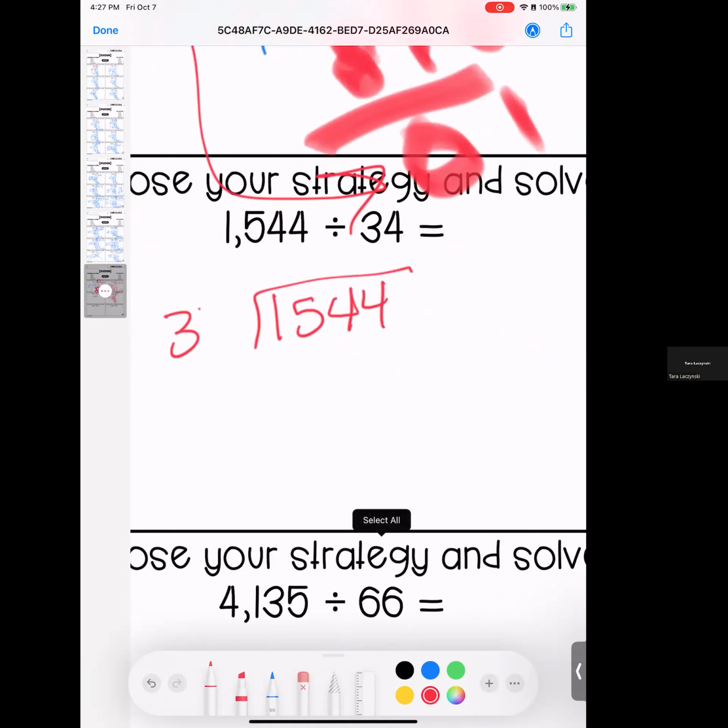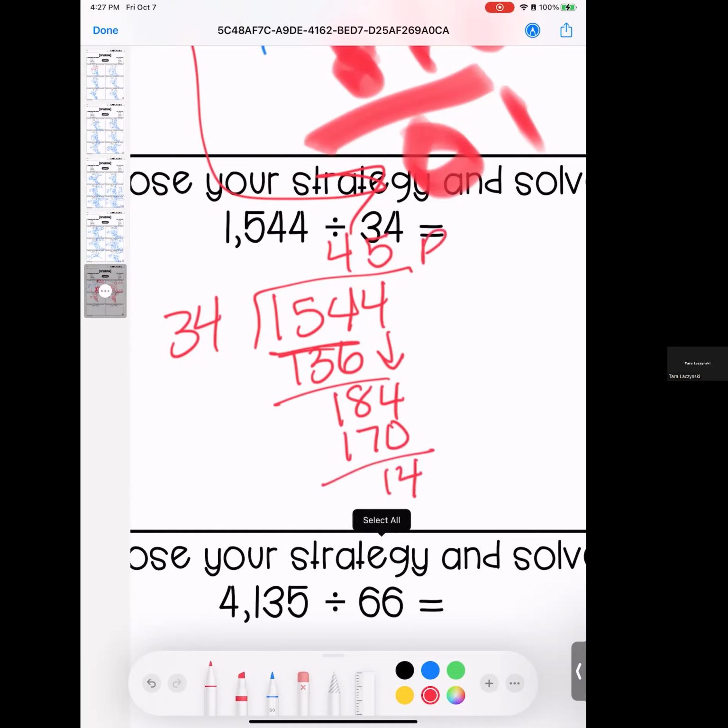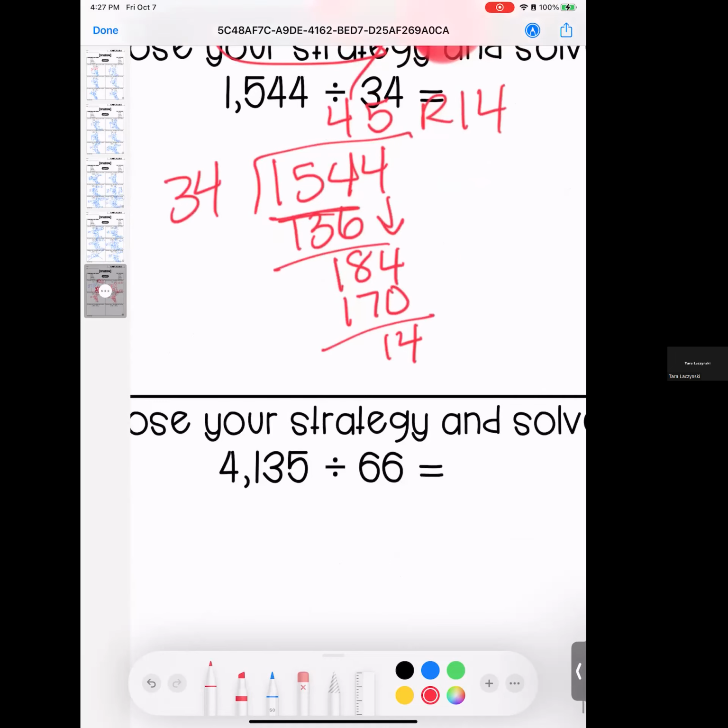1,544 divided by 34, we're almost there. 34 is going to go in to 154 4 times because 4 times 34 is 136. When I subtract that from 154, I have 18. I bring down my 4. The closest that I can get this time is going to be 5 because 5 times 34 is 170. When I subtract, I'm left with 14. My answer is 45 with a remainder of 14.